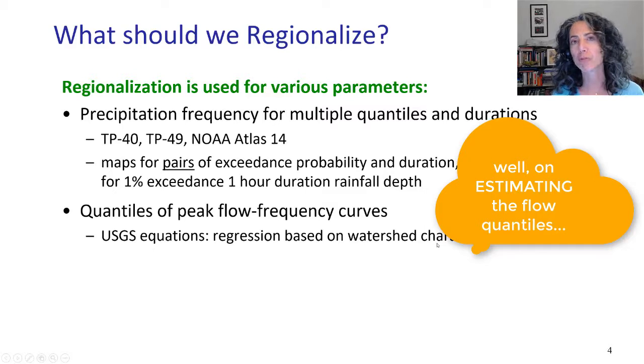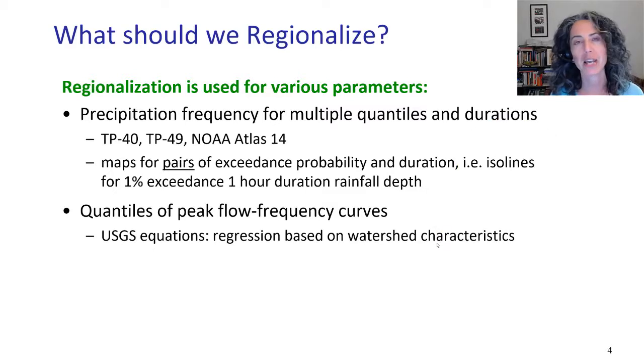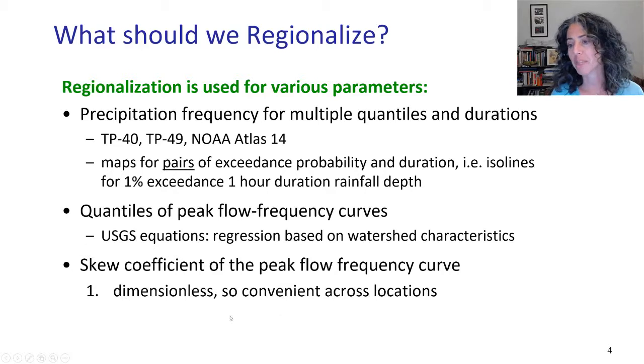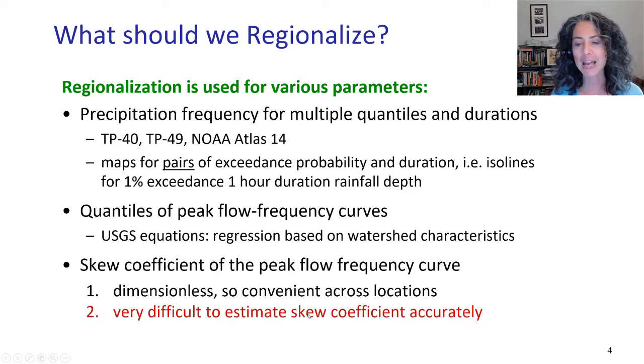We're going to be covering regression on Thursday and Friday, and so we'll see a little bit more detail about this. All right, and finally, the skew coefficient of the peak flow frequency curve. So this is what we're doing in this lecture. The skew coefficient is dimensionless, and so it's a little bit more convenient to regionalize across locations. And more importantly, it's really difficult to estimate accurately. I've said that in several of our videos for this week, and I'm going to show it even more so in this video. Skew is hard.